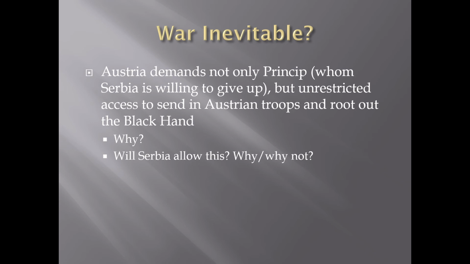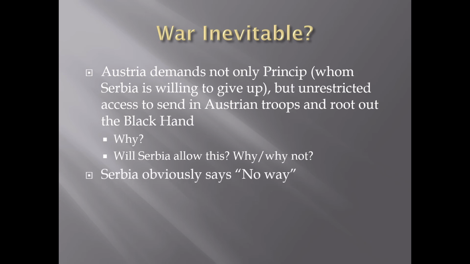Why would they do this? Well, because the Black Hand is at this point a terrorist group. It is an enemy of the Austrian state, and it's just killed one of the leading members of the royal family. But is Serbia going to allow this? Absolutely not. They will agree to give Princip over. They will agree to root out the Black Hand themselves, but they are not going to let Austria in, because what does this amount to? It amounts to an invasion.